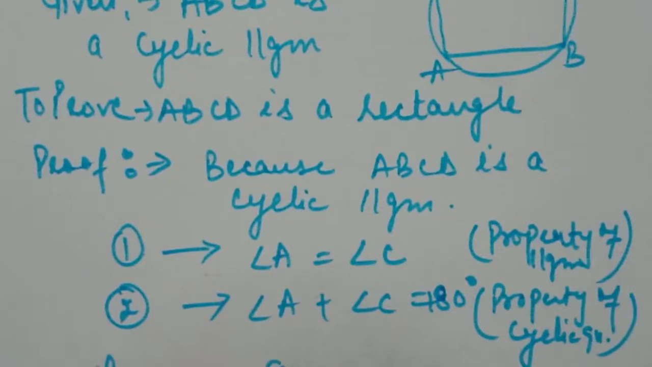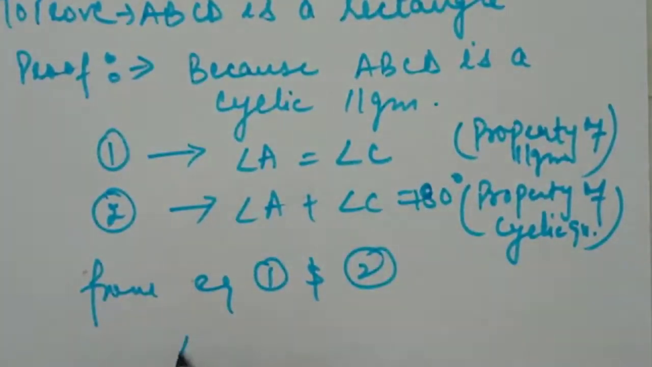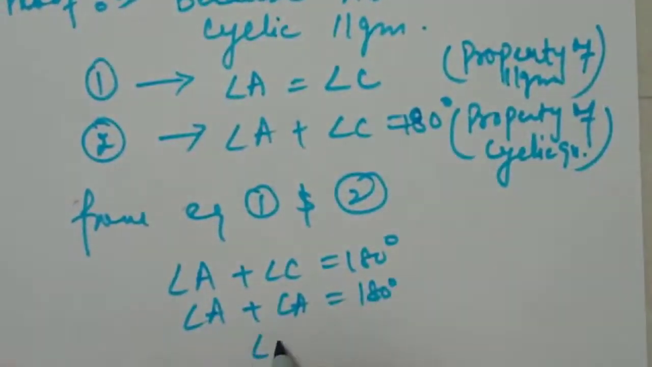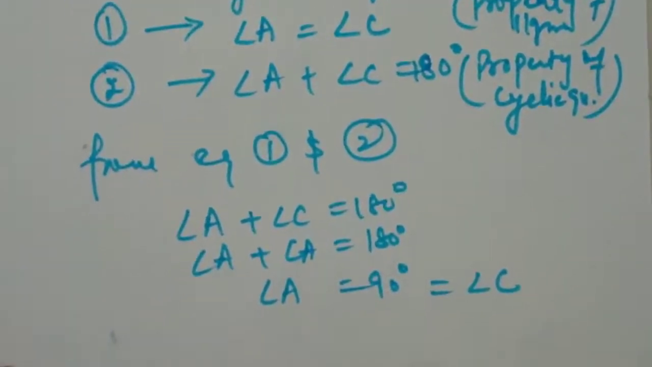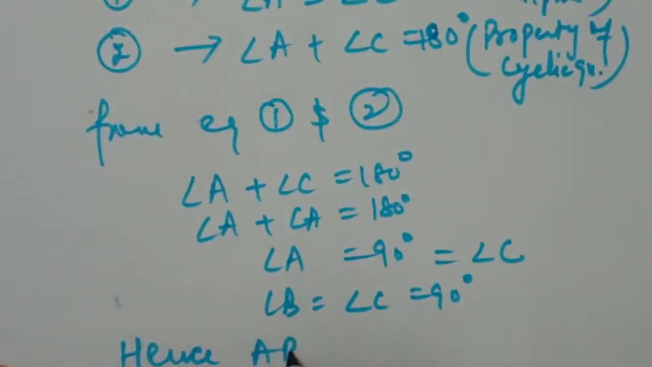From equation 1 and 2, angle A plus angle C is equal to 180 degrees. So angle A plus angle A is equal to 180 degrees. It means angle A is equal to 90 degrees, which is equal to C. Similarly, we can prove that angle B is equal to angle D is also equal to 90 degrees. Hence, ABCD is a rectangle.